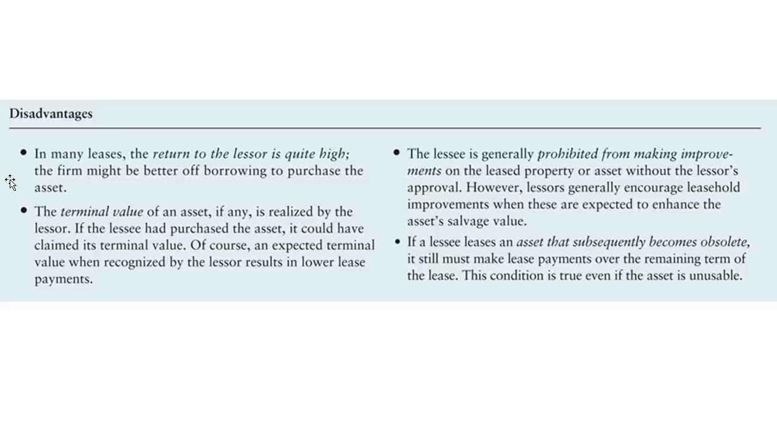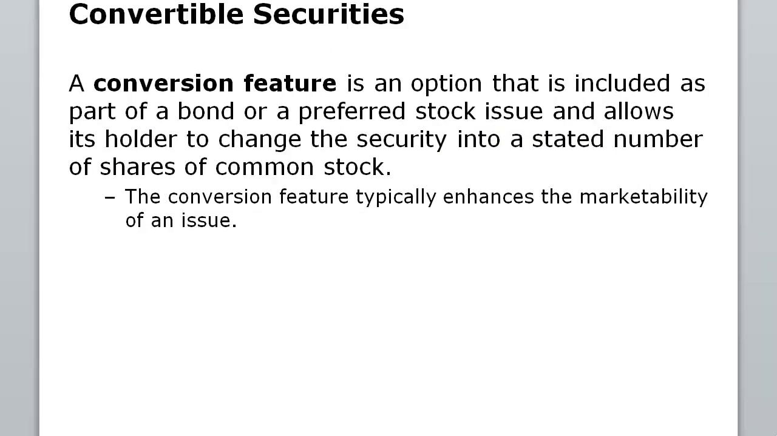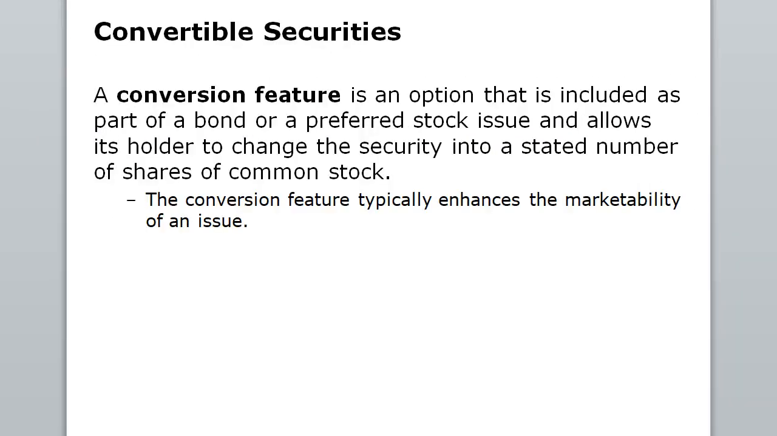And if the lessee leases an asset that subsequently becomes obsolete, you still must make the lease payments in the remaining term of the lease, even though the asset is unusable. So maybe you bought some piece of technology that's been outdated, but you're still paying the lease on it. You still have to honor the lease agreement even though the asset's not usable. So those would be the disadvantages. Okay, so let's move on to convertible securities.